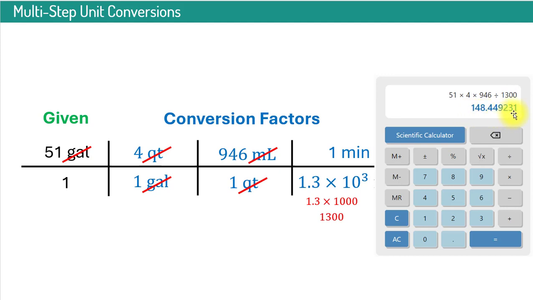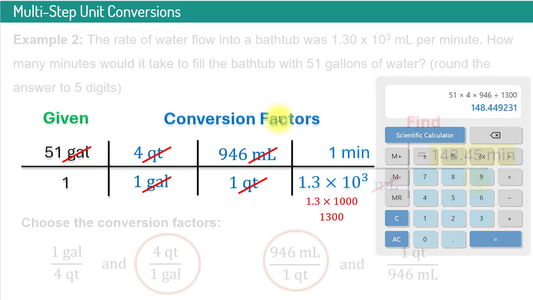The problem required to round the answer to 5 digits. I'm going to count 5: 1, 2, 3, 4, 5. The digit 9 in the following digits I will drop. However, because the first digit that I drop is 9, I will need to round the number up. So instead of 4, my last digit will become 5. I increased it by 1. So my answer will be 148.45. I'm going to copy that answer.